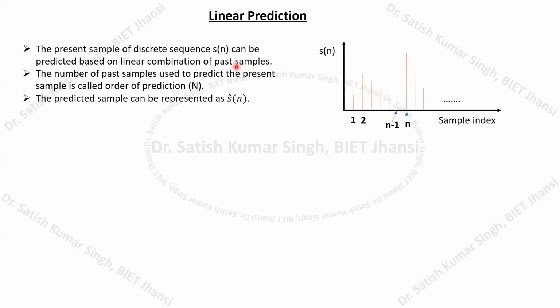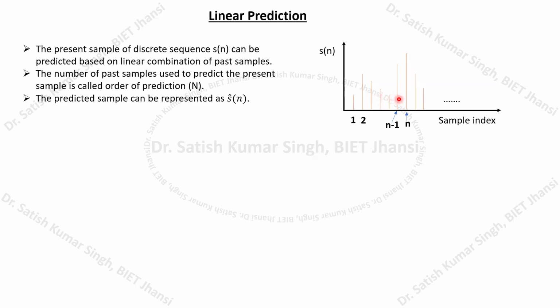Suppose you wish to predict the nth sample by using the past 3 samples. If you consider only the past 3 samples, then I will say that the prediction order is 3, because we are choosing just the last 3 samples to predict the present sample. In a similar way, we can use the past 5 samples. If the number of past samples is equal to 5, then the order of prediction will be 5.